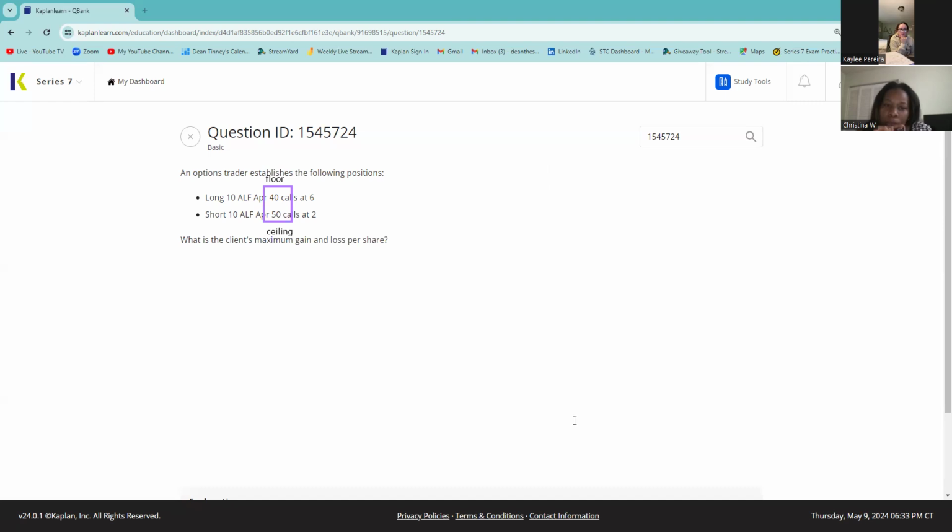But test-taking trick: all the action takes place between the strikes. So we know that the maximum gain or loss is going to equal the difference in the strikes. So when we get to that part of this question, we can eliminate anything offered to us that doesn't tell us the gain and loss is 10. It's got to be 5 and 5, or 6 and 4, or 7 and 3, whatever the case may be.